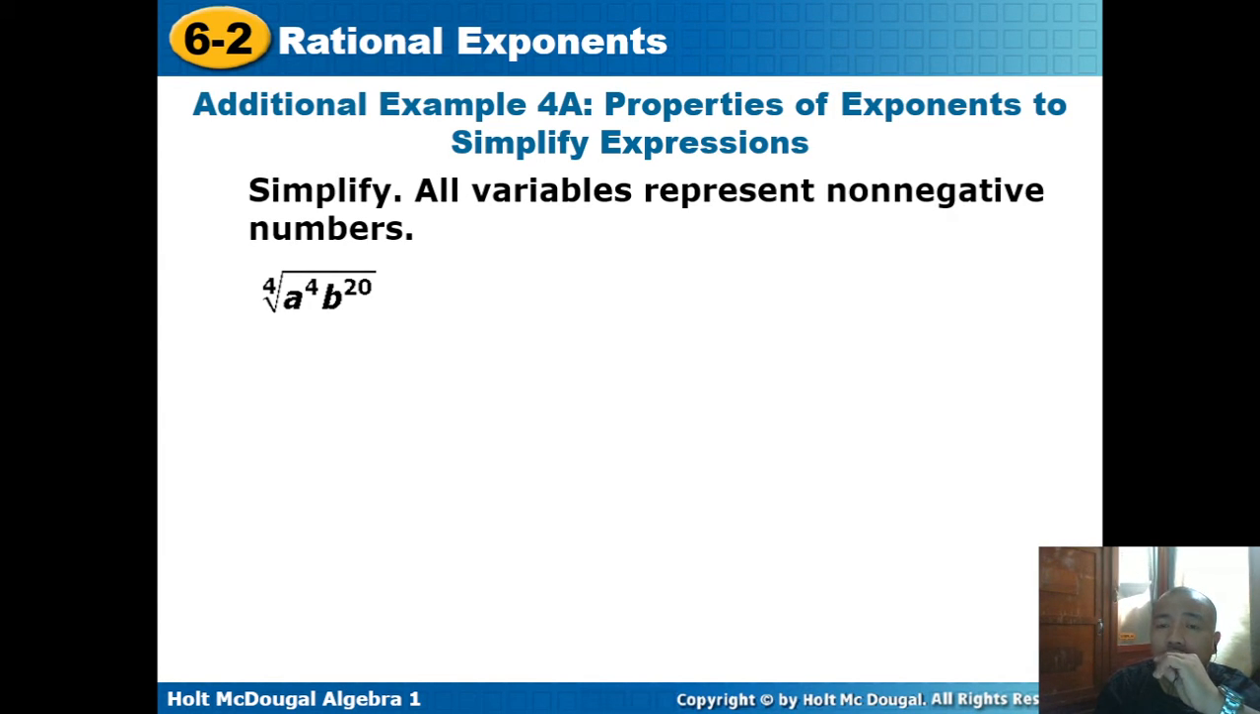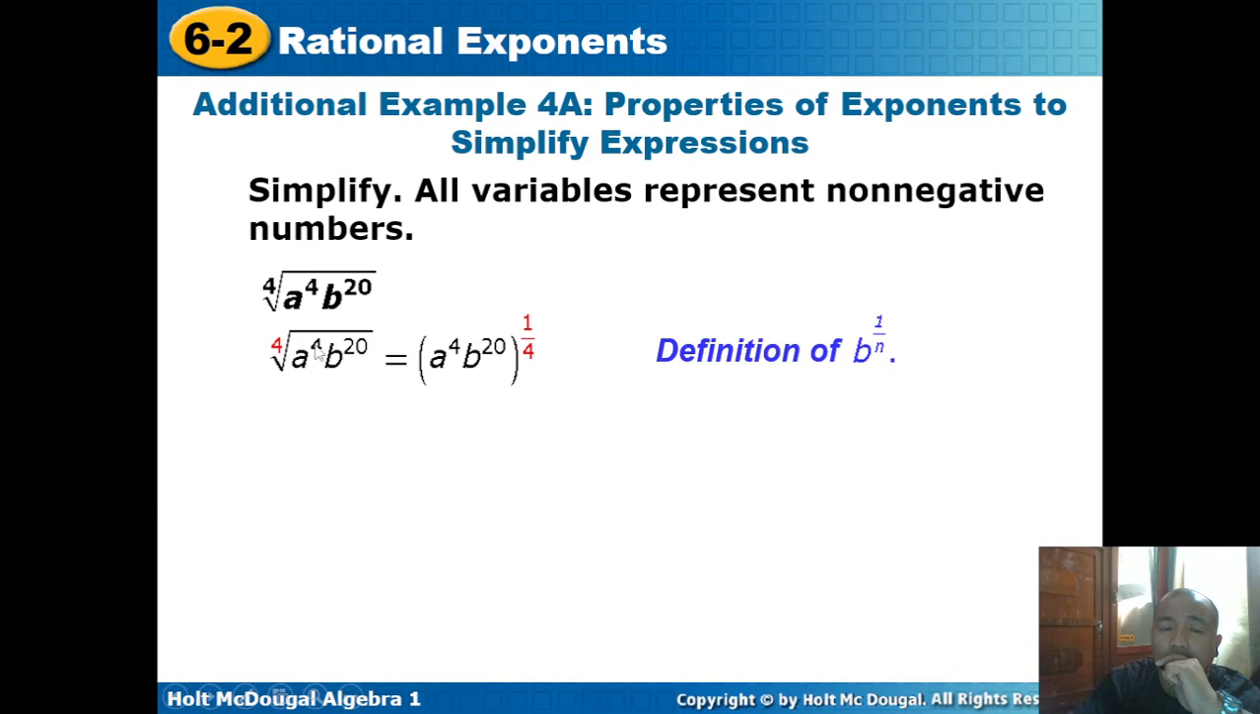Simplify. All variables represent non-negative numbers. The 4th root of a to the 4th b raised to 20. So by definition of b raised to 1 over n, this can be written as a to the 4th b raised to 20, raised to 1/4. So since the index is 4, this means that the exponent is 1/4. The exponent of the radicand a to the 4th b to the 20 is 1/4. Then by the power of a product property, we're going to multiply the exponents.